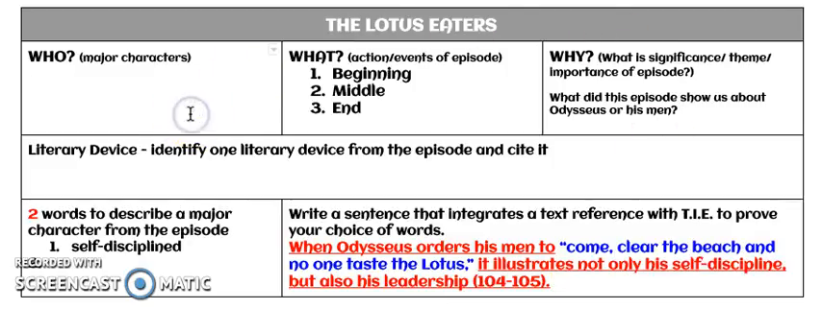So you fill out the major characters. You fill out a detail from the beginning, middle, and end to go over what happened in the episode. You fill out the why for what did this episode show us about Odysseus or his men. That's kind of the importance of the episode. You do your best to identify a literary device. I changed this to two words to describe a major character. You can take my self-disciplined one, but I want you to come up with a new word, and I want you to come up with a new sentence right here. Don't copy mine. A new sentence for whatever word you put right here in number 2. Okay? Good luck.